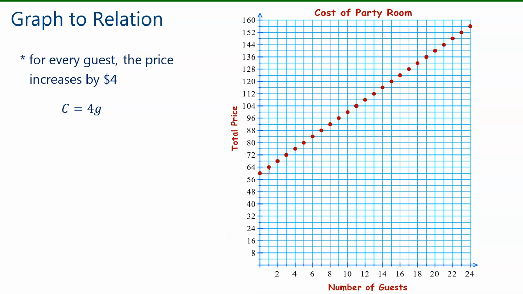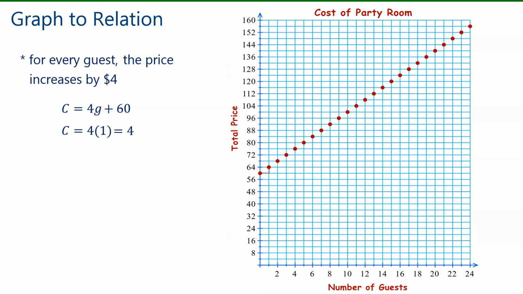Now let's plug in a value for G. So if I say that there is 1 guest, 4 times 1 equals 4. Now looking at my graph, I see that 1 actually corresponds to $64, not $4. So how can I adjust my equation to get 64 as opposed to 4?